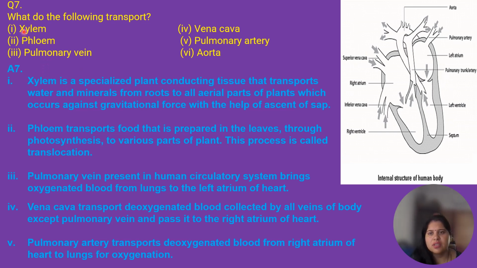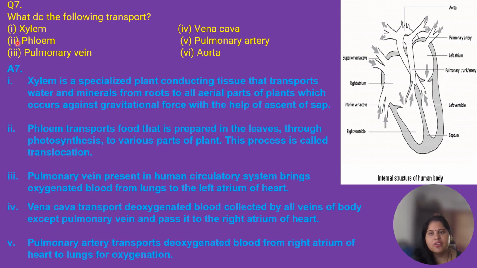So let us first understand the xylem. Xylem is a specialized plant conductive tissue and it transports mainly water and minerals. The xylem is responsible for transport of water and minerals from the root to all the aerial parts of the plants, which occurs against gravitational force with the help of ascent of sap. With the help of transpiration, it creates transpiration pull. With the help of that transpiration pull, water moves up to the aerial parts.